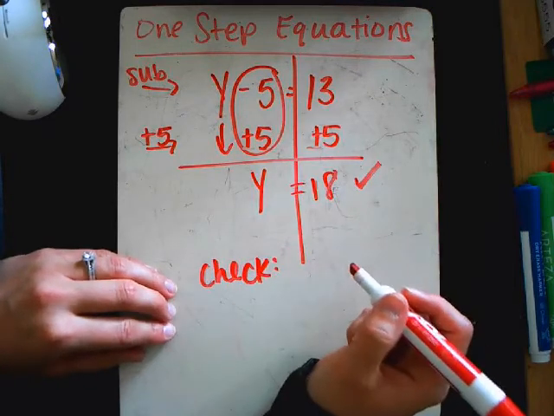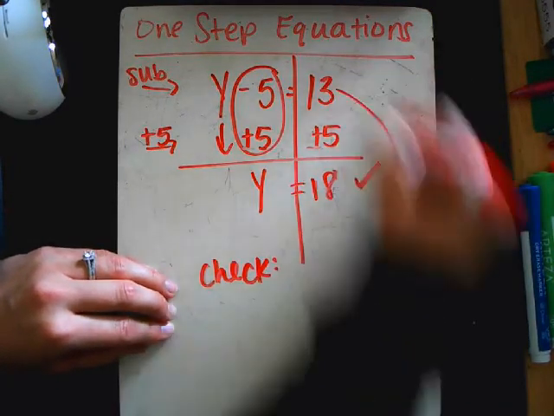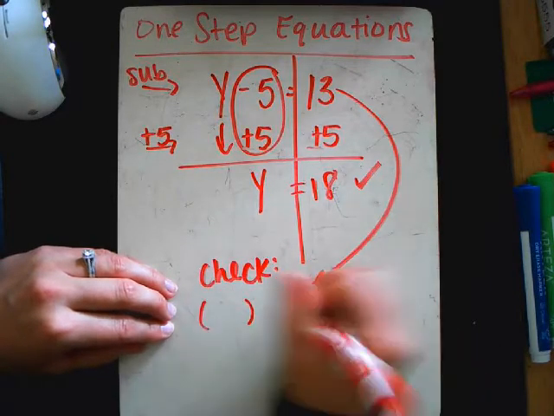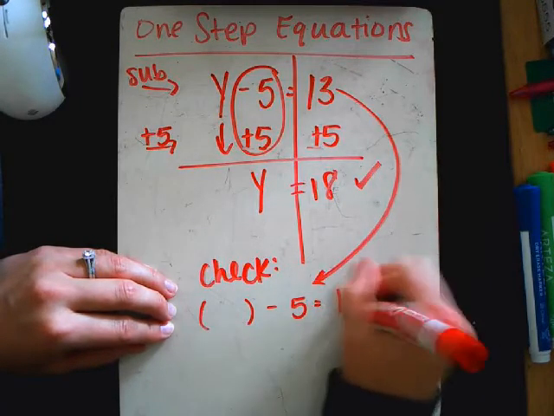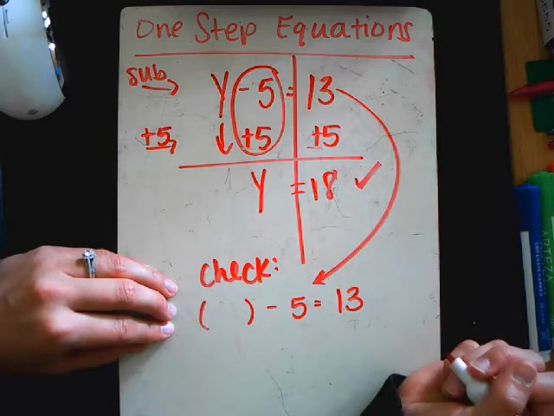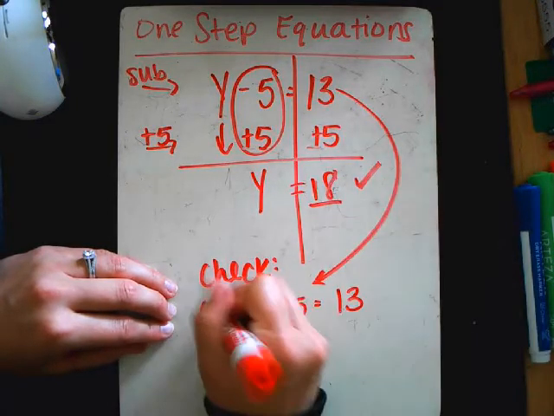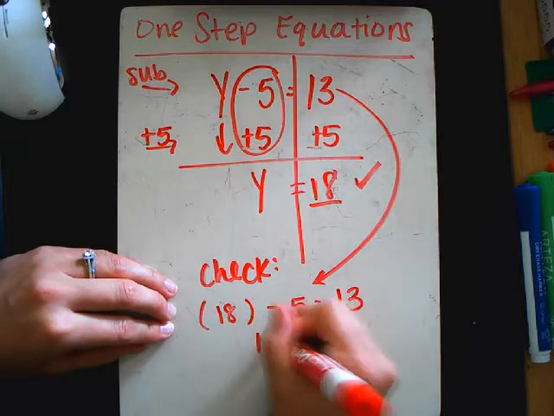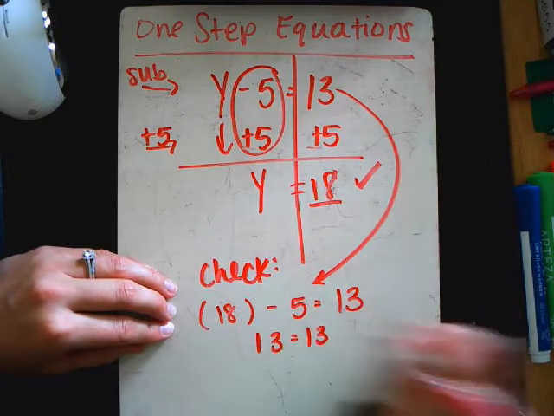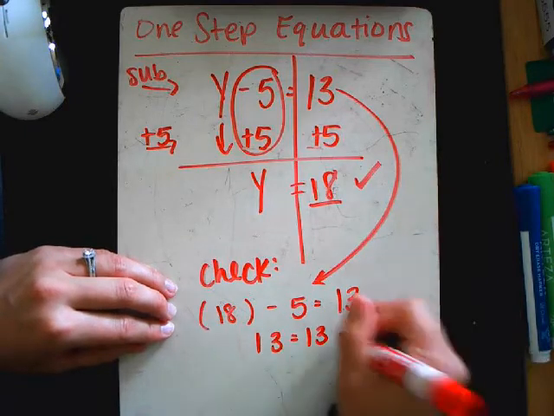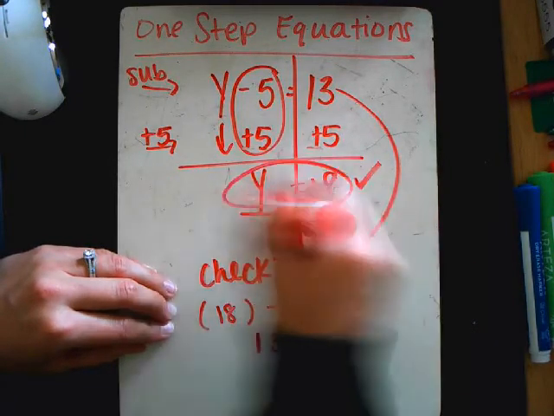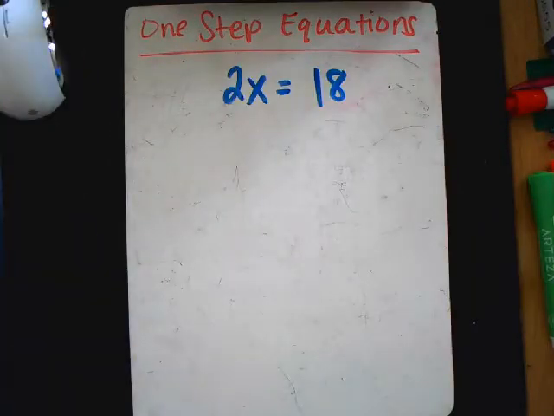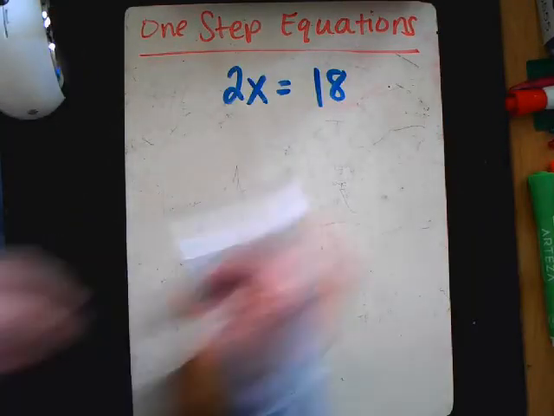So remember, our check step, we're going to write this exact equation, but instead of our variable, we have an open set of parentheses. So we're going to check 18 by putting 18 in. 18 minus 5 would be 13, and if you and your friends both have $13, you have the same amount. Yay!